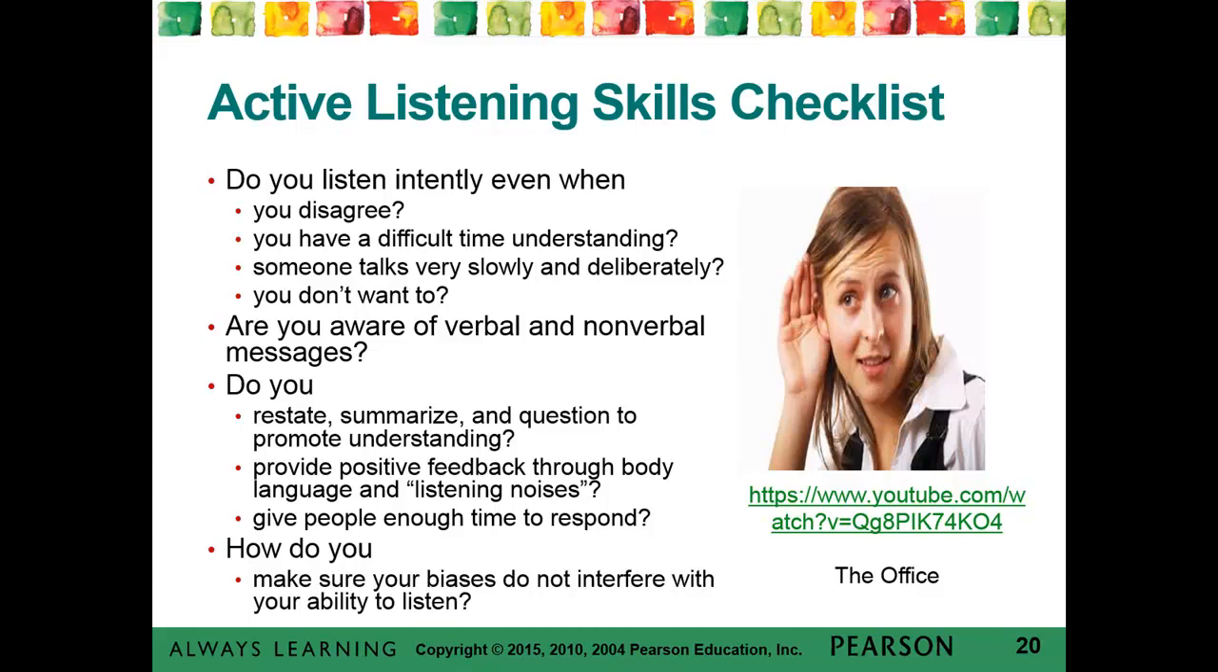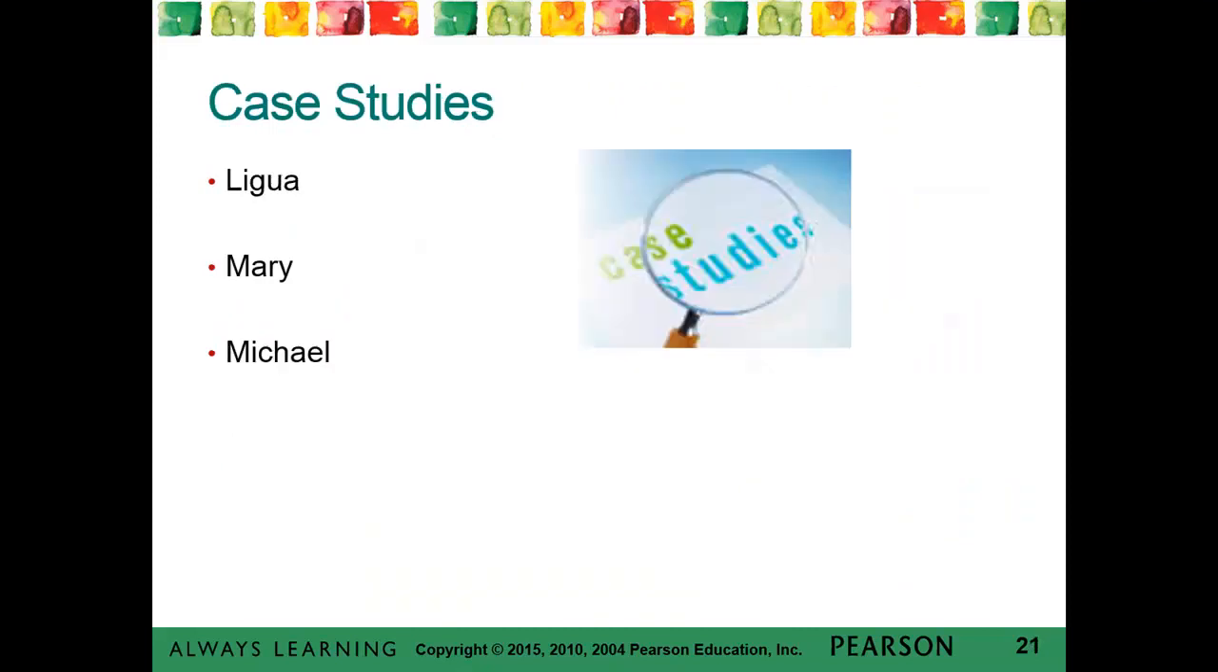If you're going to be an effective communicator, think about the following checklist. Do you listen intently even when you disagree with other people? Some people just automatically tune others out when they're saying things that they don't necessarily agree with. Are you aware of verbal and nonverbal messages that you're sending? Do you restate, summarize, and question to promote understanding? How do you make sure your biases do not interfere with your ability to listen? So we always have to check on our biases as well.